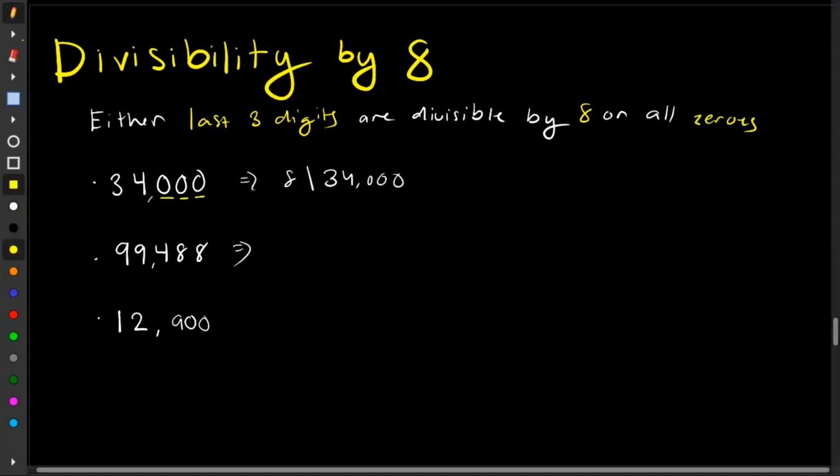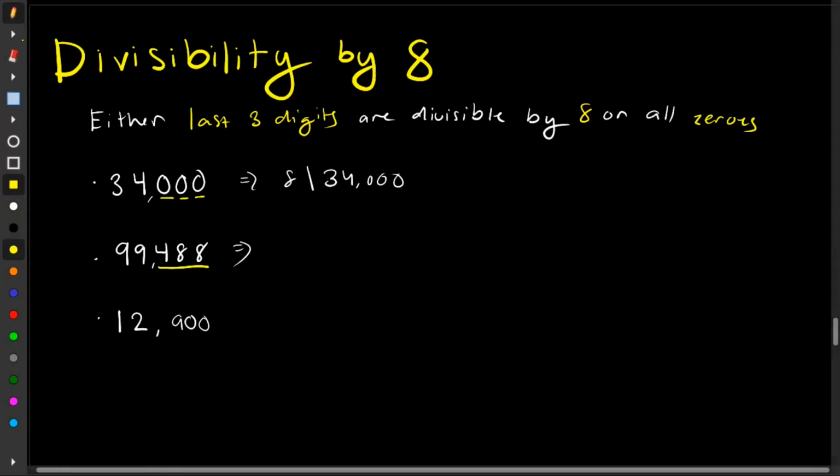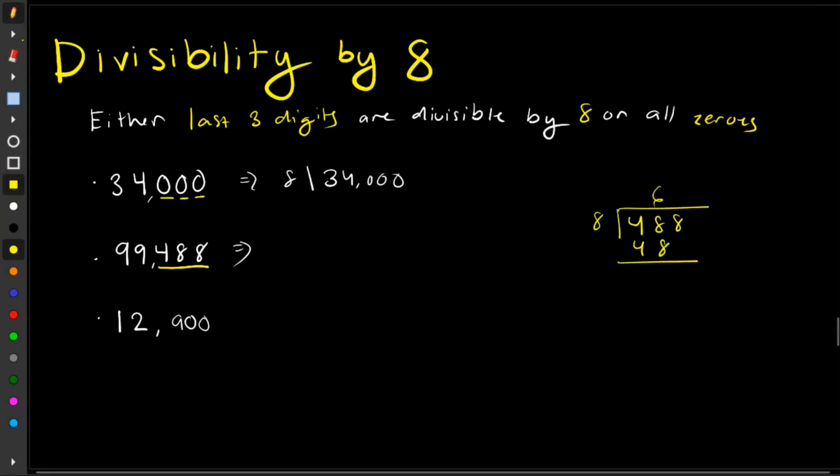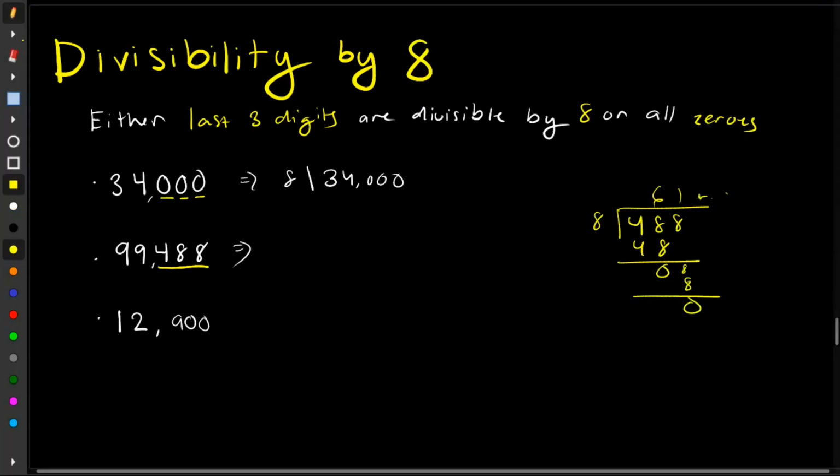For this case, note that we will check this one. So we have 488 divided by 8. This would give us 6, and this would give us 1. So since we found that this is divisible by 8, we can conclude that this one is also divisible by 8. So we have 8 divides 99,488.